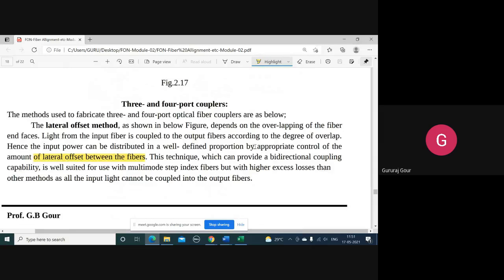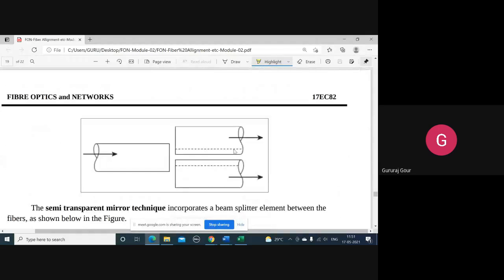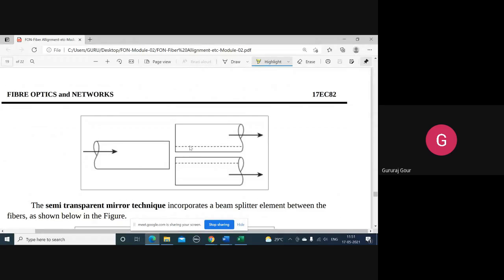Let us look at each of these types in detail. 3 and 4 port coupler. Here, the lateral offset method is used to form the 3 and 4 port optical fiber couplers, depending on the percentage of overlapping. Here you can see, three optical fiber ends we are going to form, because for a splitter, suppose the signal is coming here and we want it to be split, three optical fiber segments need to be joined here.